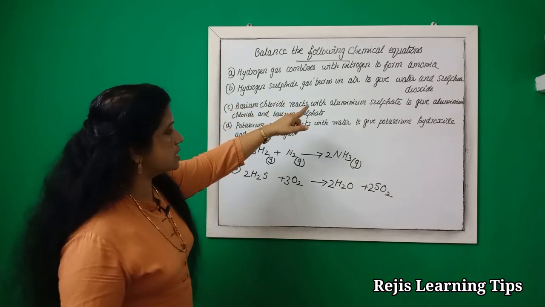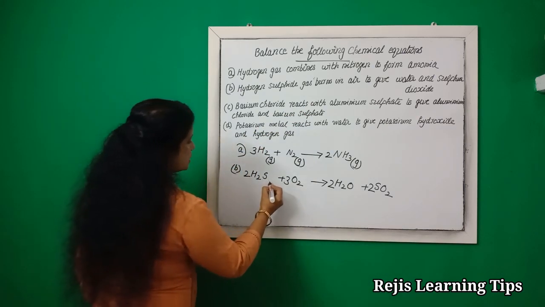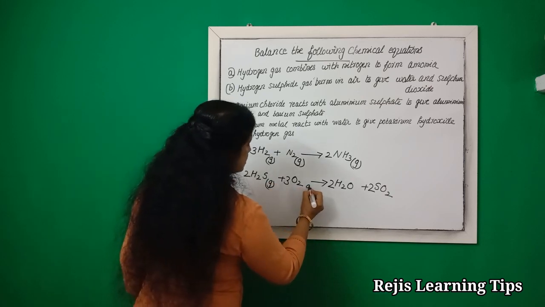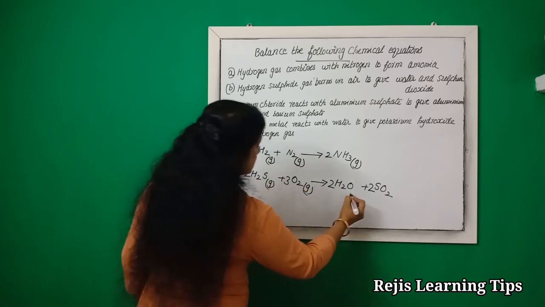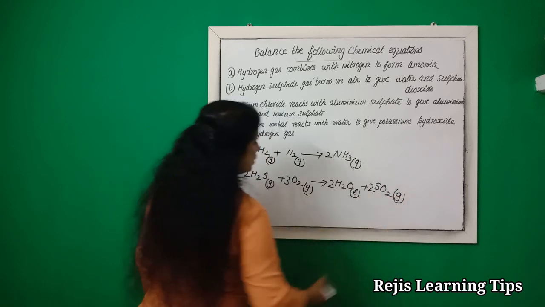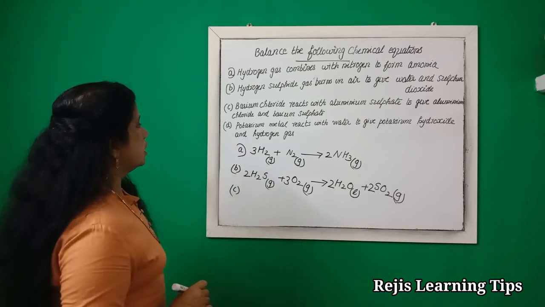Hydrogen sulfide gas burns in air to give water and sulfur dioxide. Hydrogen sulfide gas, so we should put here G. Then oxygen also we know that is G. Water, that is liquid. And sulfur dioxide, that is G, so we can put here G. Okay, then we can do C.